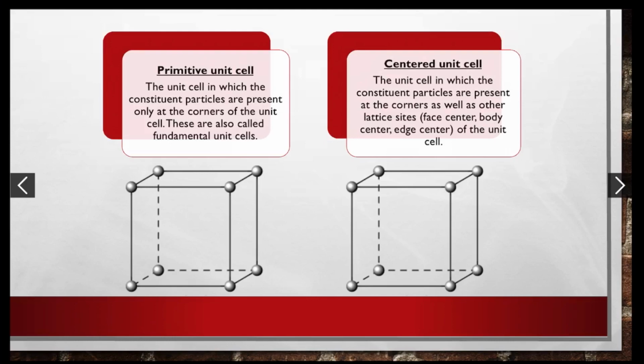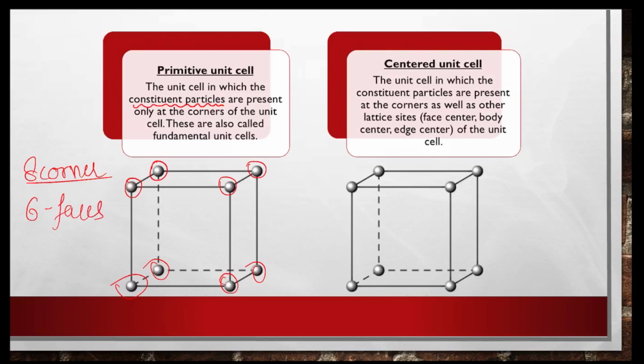So you see, a primitive unit cell is nothing but the unit cell in which the constituent particles, listen to this very carefully, the constituent particles are present only at the corners of the unit cell. So you see, only the corners are being occupied. And how many corners are there? This is very, very important. How many corners are there? There are basically 8 corners. There are basically 6 faces. Yeah, there are 6 faces.